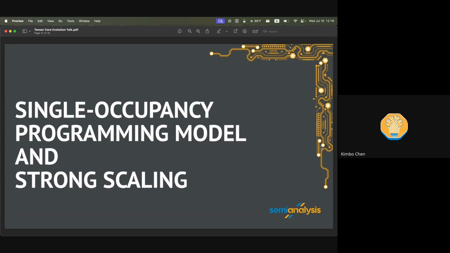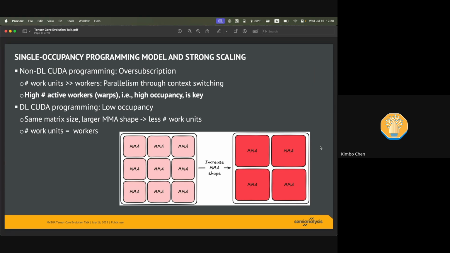The second trend I want to talk about is the programming model going to low occupancy and even single occupancy. And the principle behind it is strong scaling. So for non-deep learning CUDA programming, we usually do a thing called oversubscription.